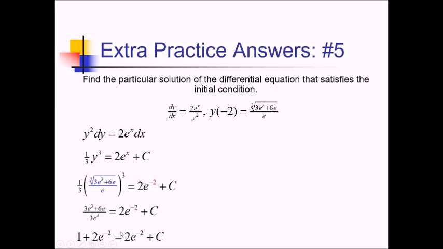Well, you can see here these 2e to the negative 2's are going to cancel when I subtract from both sides.